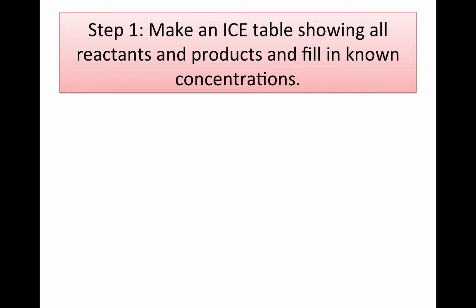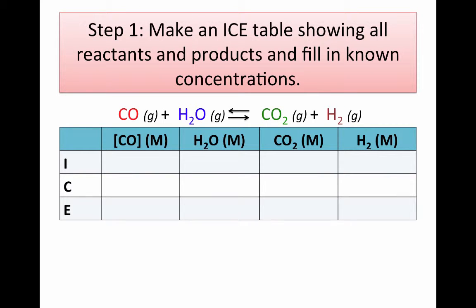So we're going to start out, we're going to make our ICE table showing all the reactants and the products, and we're going to put in the known concentrations. So here are the reactants on the left, carbon monoxide and water. Here are the products on the right, carbon dioxide and hydrogen gas. And I've abbreviated the table, so now we're just down to ICE for initial, change, and equilibrium.